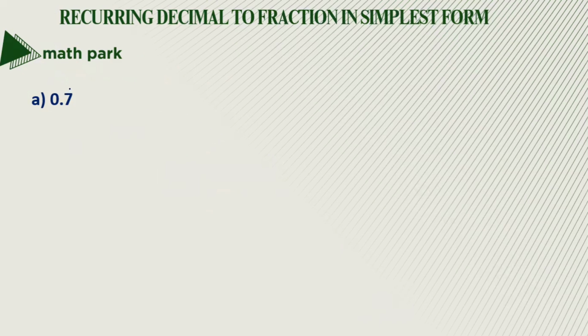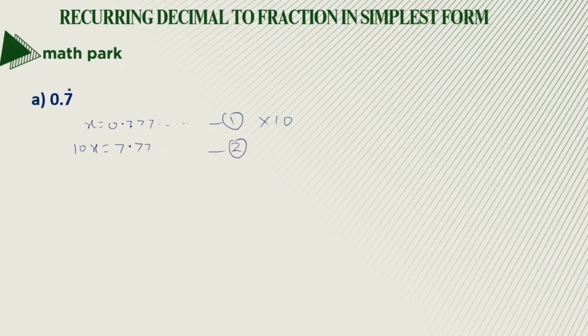It is 0.7 dot, that means 0.7 bar. So here what we do, we take this as x is equal to 0.777. It goes on repeating, right? So this is our equation number one. Since one digit is being repeated, we multiply this equation by 10. So our second equation becomes 10x is equal to 7.777 goes on. So this is our second equation.